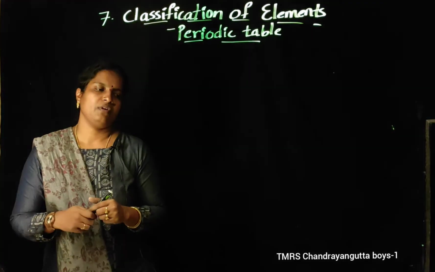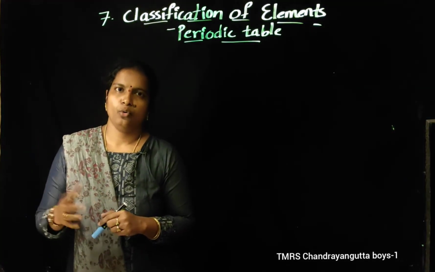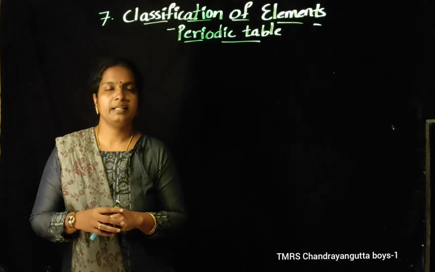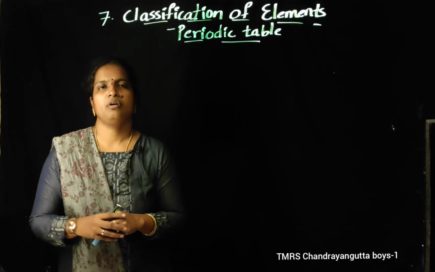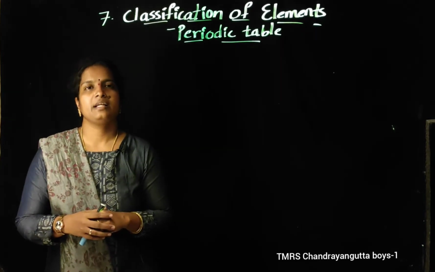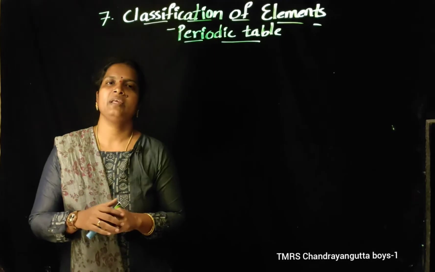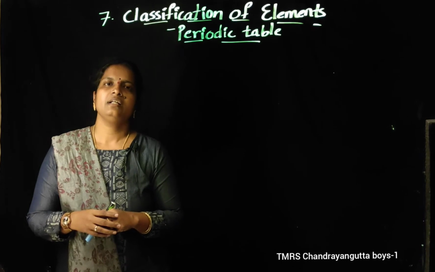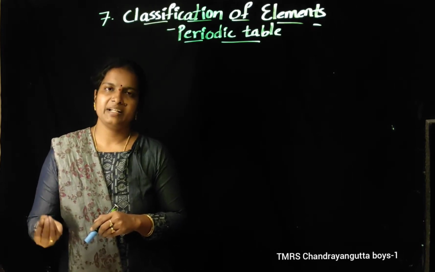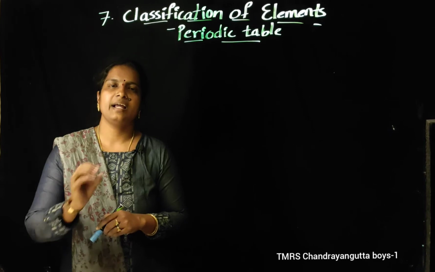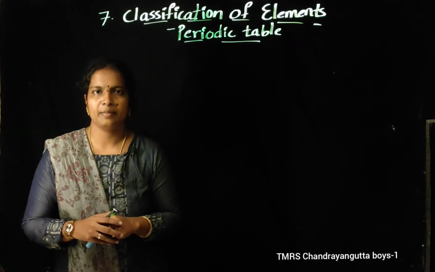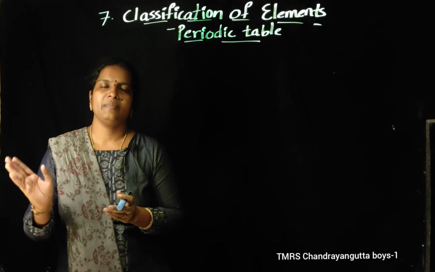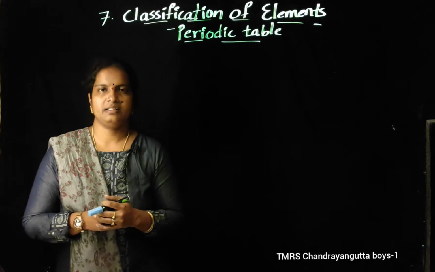First of all, long ago, when 30 elements had been discovered, one scientist classified them into metals and non-metals based on their physical and chemical properties. Elements having the same physical and chemical properties were arranged together as metals and non-metals.